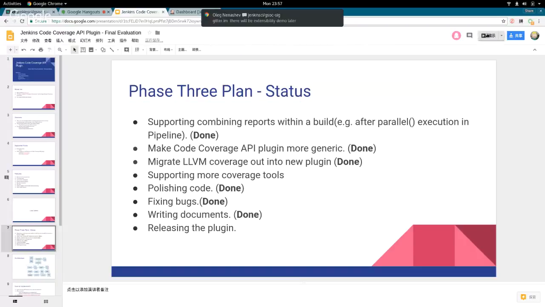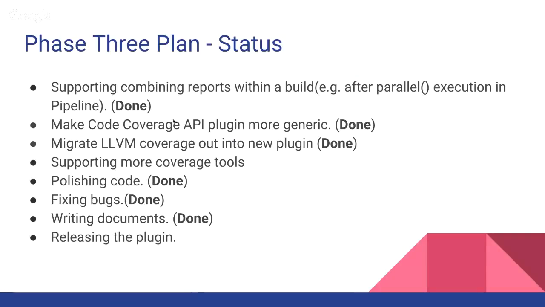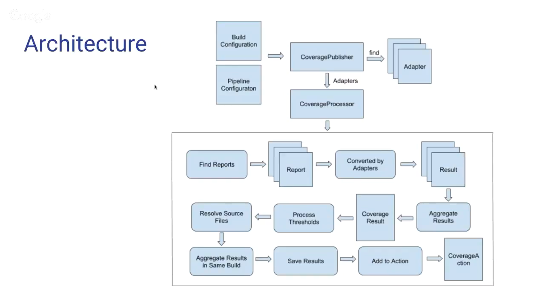Also in the phase 3 plan, I have mainly done these things: support combining reports within a build, make the Coverage API plugin more generic, migrate the LLVM coverage into a new plugin, and polish code, fix bugs, and write documents. This is the architecture of my plugin.